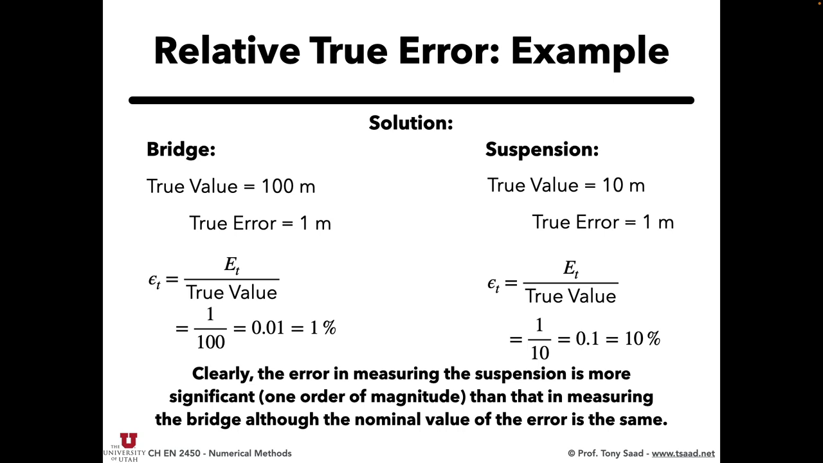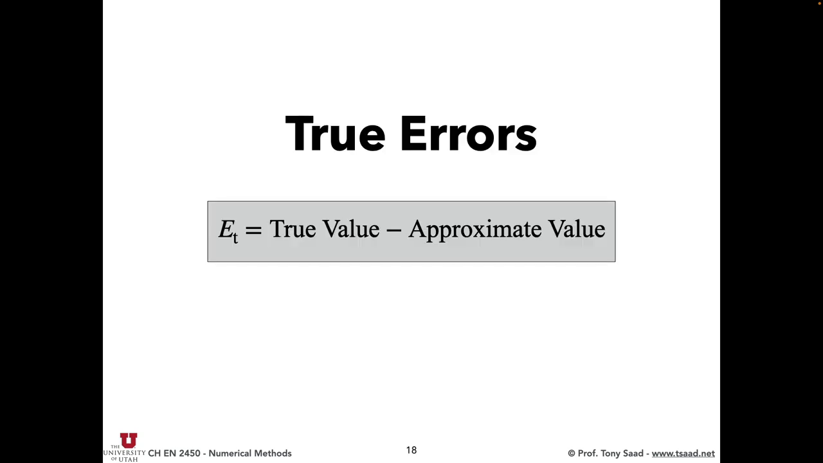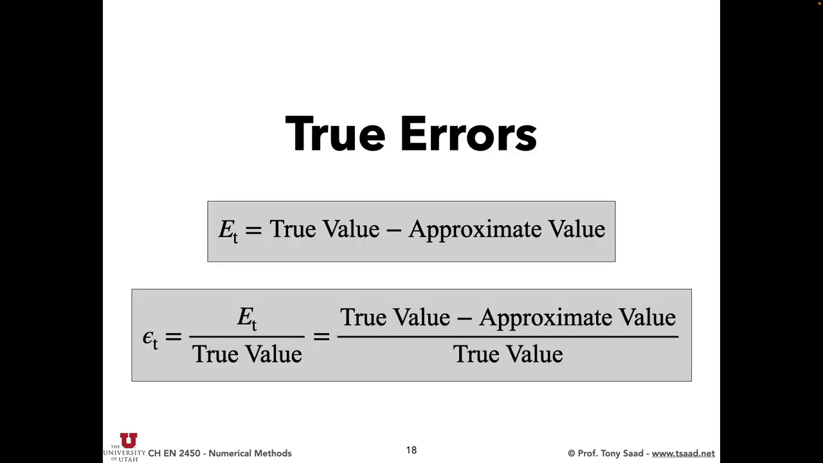Relative errors are almost always the thing to report. You always report relative errors, okay? Always report relative errors. Put them in absolute values, unless the sign of the error is important, okay? But usually it's not. So those are the true errors, okay?